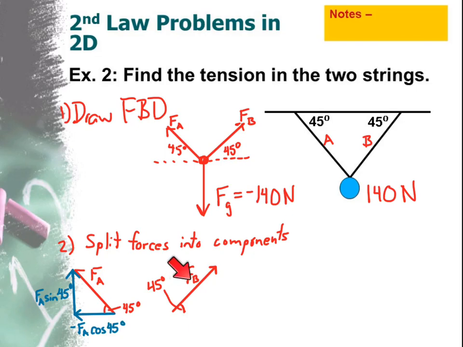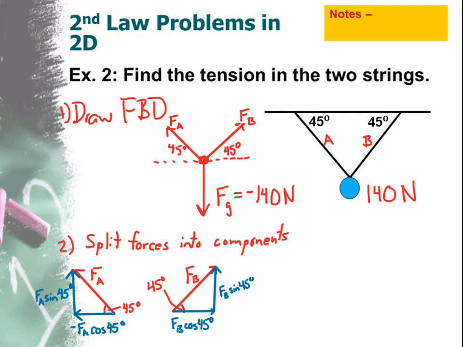For the tension due to rope B, split it into its X and Y components. This tension force is in the positive X and positive Y direction, so both of those have a positive sign out in front of them.